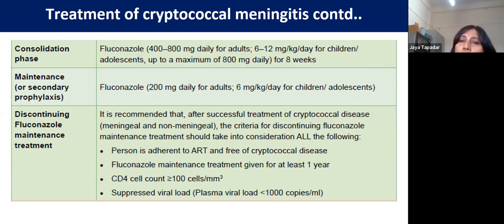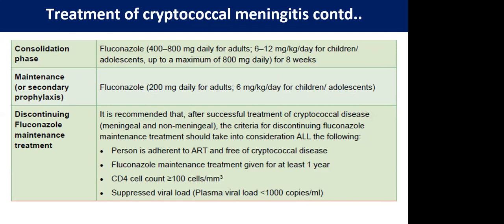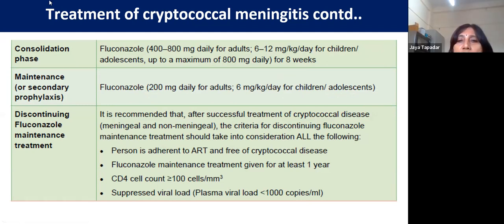In the consolidation phase, we give fluconazole at the dose of 400 to 800 milligram daily. We usually give 800 milligram daily for 8 weeks, and then we maintain it at a maintenance dose of 200 milligram daily till the patient is free of cryptococcal disease and has been taking treatment for 1 year, and the CD4 is serially more than 100, and the patient has a suppressed viral load. Here, I would like to tell you that many patients with cryptococcal meningitis come with a CD4 more than 100 and in between 100 to 200. So there we will keep on giving the secondary prophylaxis till the CD4 count is more than 200. Okay. Next, please.